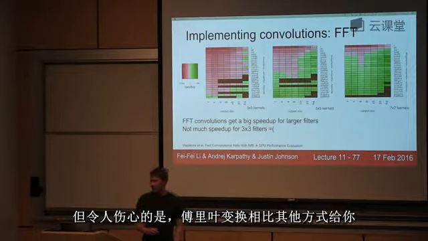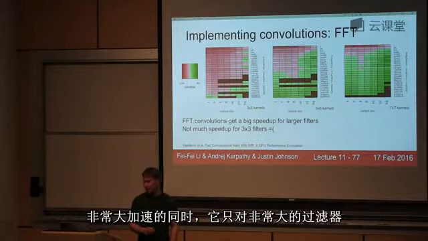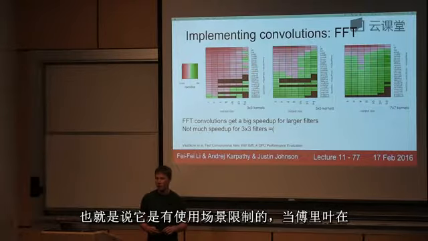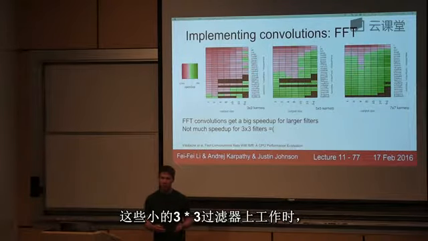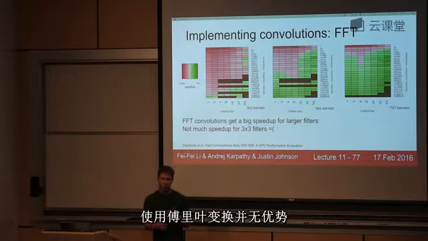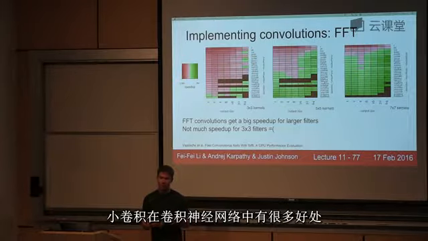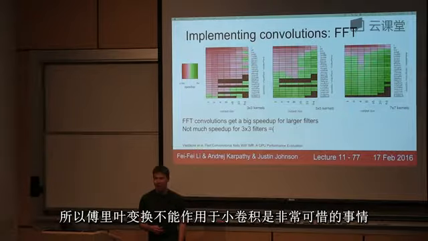But the sad thing about these Fourier transforms is that they give you really big speedups over other methods, but really only for large filters. When you're working with small 3x3 filters, the overhead of computing the Fourier transform just dwarfs the cost of doing the computation directly in the input pixel space. And as we talked about earlier in the lecture, those small convolutions are really nice and appealing for lots of reasons. So it's a bit of a shame that this Fourier trick doesn't work out too well in practice.